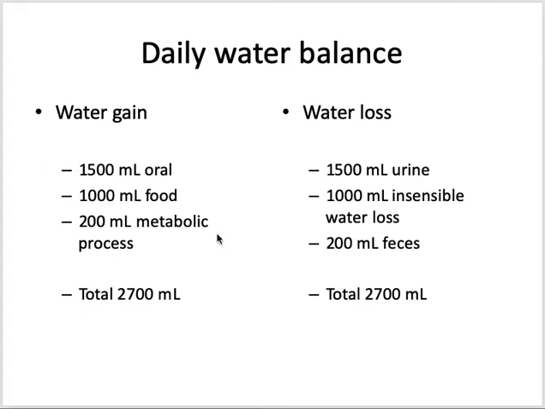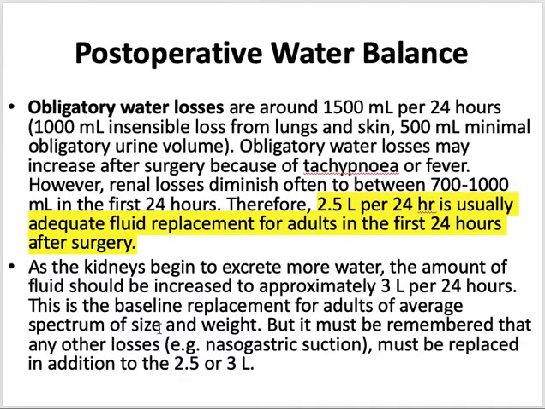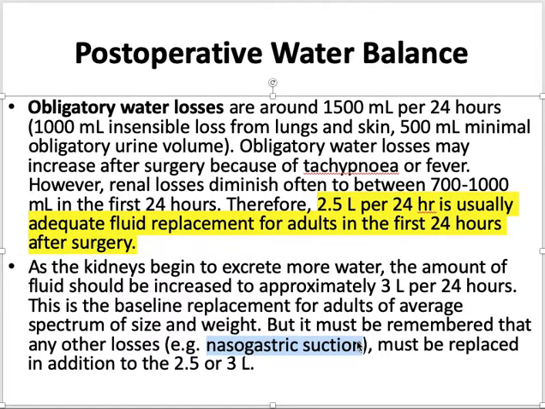Okay. Why? Because they lose this much, so we must replace this one. In fever, give more. In tachypnea, give more. Okay. So as the kidneys begin to excrete more water, the amount of fluid should be increased to 3 liters per 24 hours. Okay. And this is the baseline requirement for adults of every spectrum of size and weight. But it must be remembered that any other losses I was talking about, like nasogastric suction, add that also.